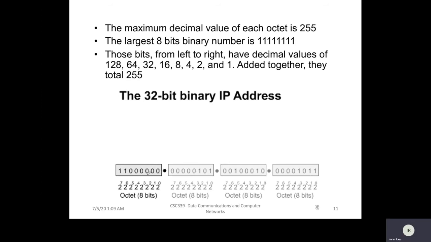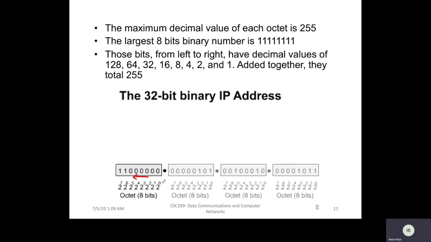So how many octets are there? Since there are 32 bits here, there are 4 octets. And octet means how many bits are there? Obviously, we have 8 bits. And as I move towards the left in an octet, its value is doubled.